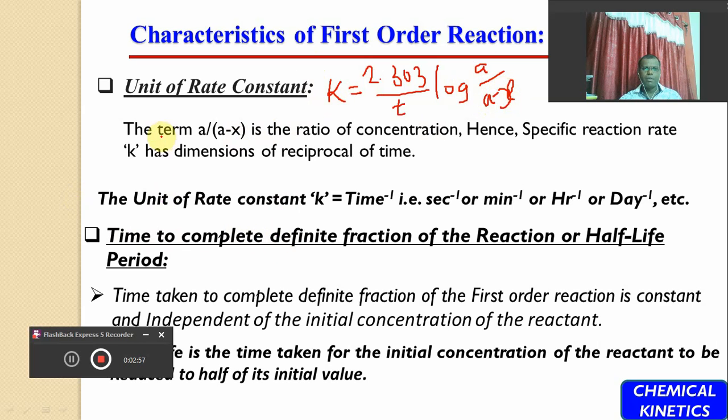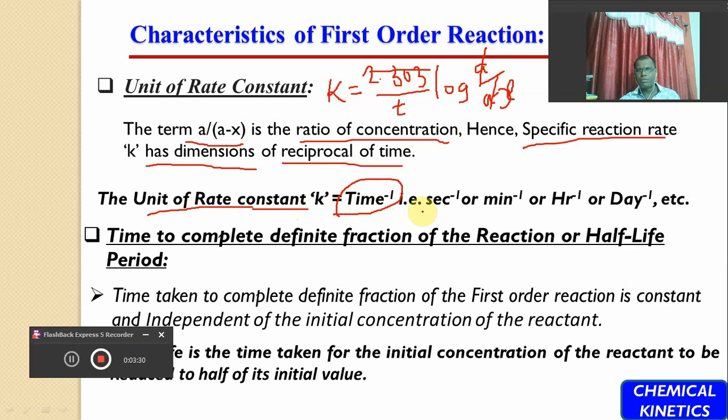In this equation, the term a upon a minus x is the ratio of concentration, so it is the ratio of the same term, so definitely concentration divided by concentration will get cancelled, and 2.303 is a constant value. Hence the specific reaction rate or the velocity constant k has dimensions of only the reciprocal of time. That's why the unit of rate constant for the first order reaction is in the form of reciprocal of time. If the time is given in seconds, the unit will be per second. If the time is given in minutes, the unit will be per minute, per hour, per day, per year, etc. So remember that the unit of rate constant of the first order reaction will always be the reciprocal of time.